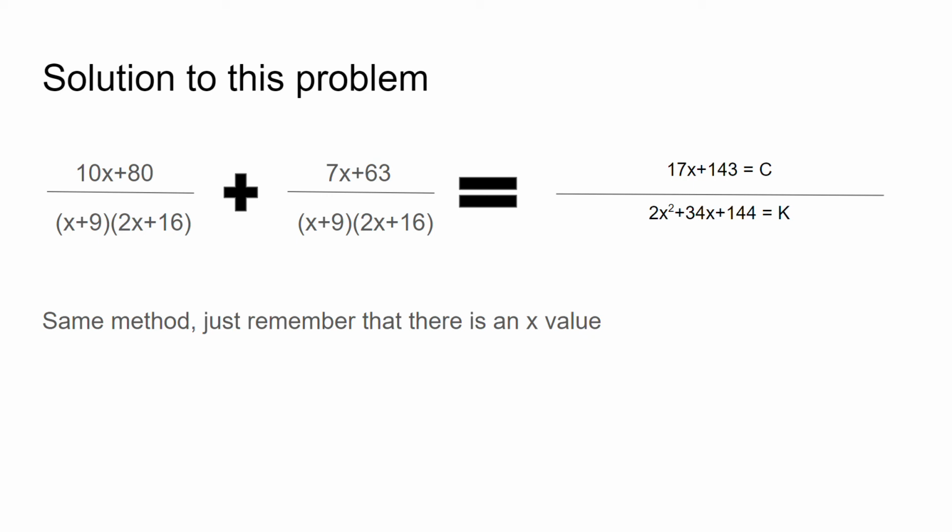And here's my work here. You can see I made the denominators the same by multiplying it by the other denominator. And then I combined the two numerators to get 17x plus 143 as C, or you may have seen it as A if you're referring to the previous slide. Sorry about that mistake yet again. Just remember the x value when you're doing it. And so what we're doing essentially, when I say partial fractions, I essentially mean expanding it out. So the process that we just did here, partial fractions is essentially the reverse of this.